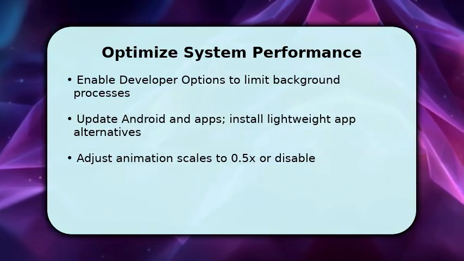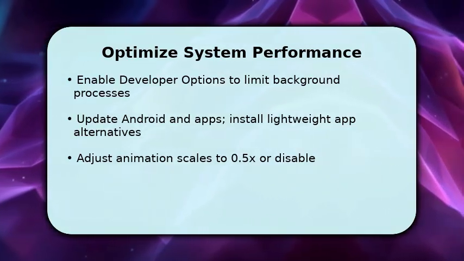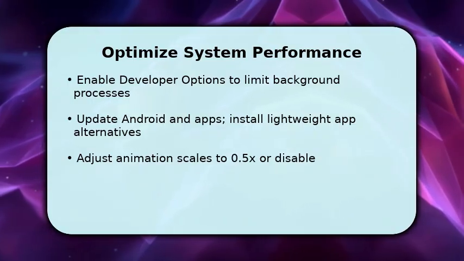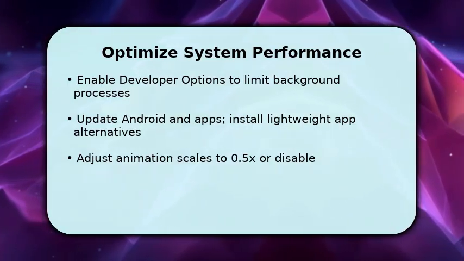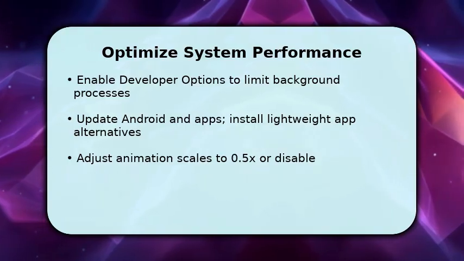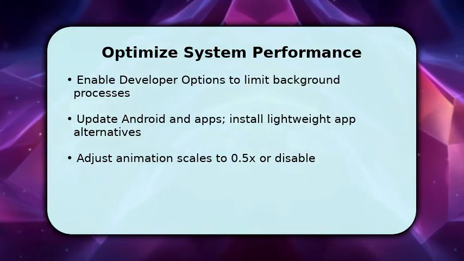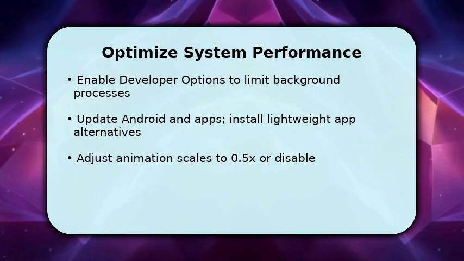Then reduce or disable system animations. Set window, transition, and animator scales to 0.5x or off to make UI feel snappier. Make sure to reboot after major updates to stabilize services.